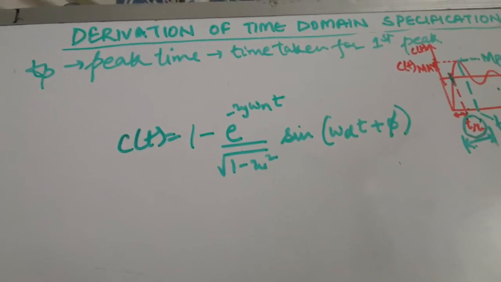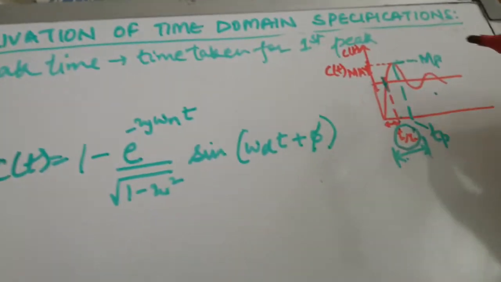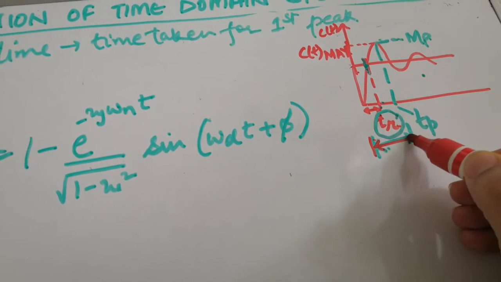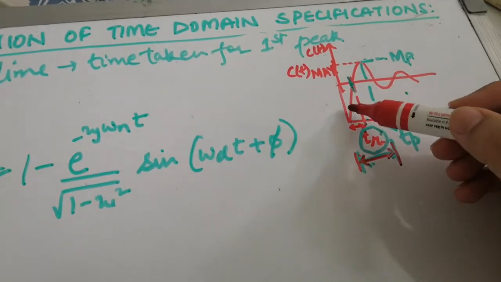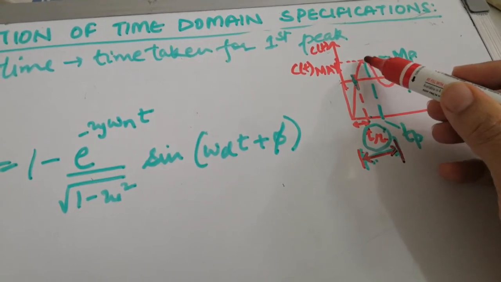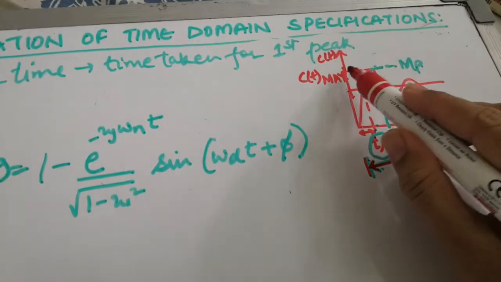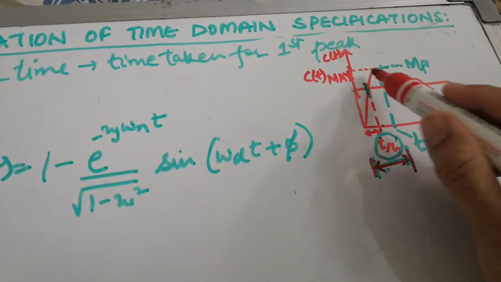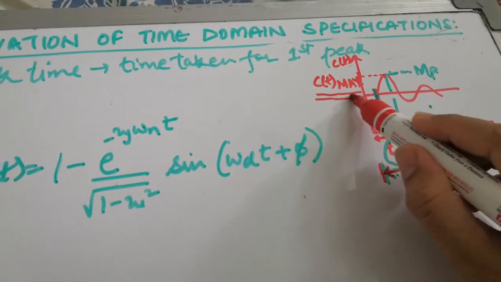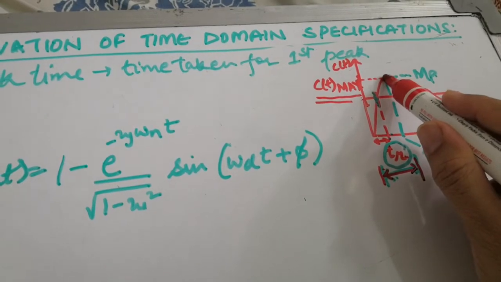So now we come to our second derivation, that is of our peak time TP. What was the definition? It is the amount of time that is required by the output to reach its first peak. Corresponding to this first peak, the time taken is called your TP. If you check this graph, this value corresponds to the maximum value of C(t), the maximum value that could be achieved by this system.